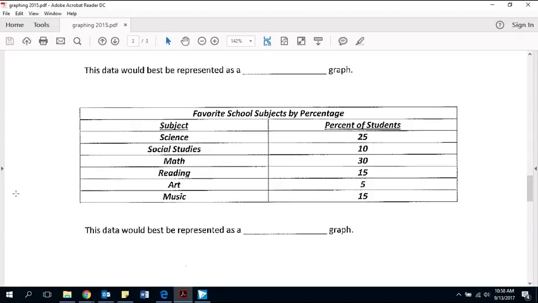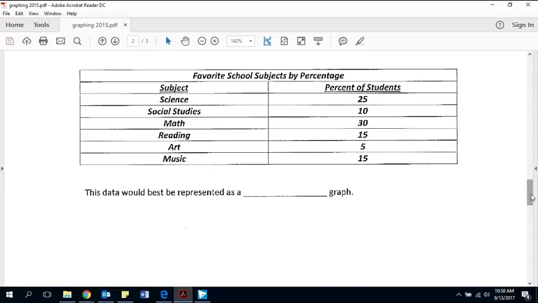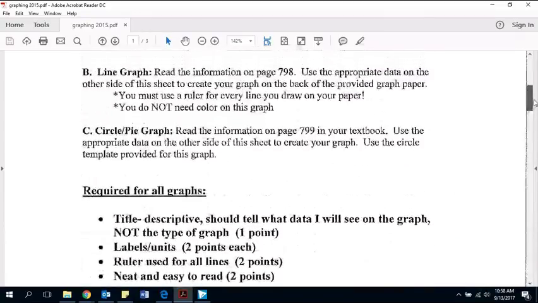All right, so now that you know which data to use for which graph, please make sure you are using the correct data. That's a big mistake that people make every year. They either make up their own data or they use the wrong data for the wrong graph type, and then they have to totally redo the graph. And I don't want that to happen.